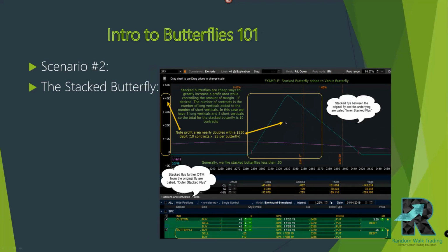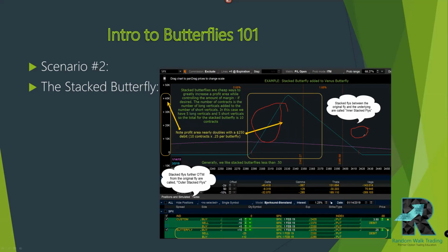So the Venus flies and the stack flies really are cousins. They live next to each other on the same street. When we talk about stack flies, this is what we call an outer stack fly, where we add a second butterfly outside the original one. If we add it before the butterfly, it's what we call an inner stacked fly. And another bias would say the inner stack fly is always going to be more expensive. Well, if you've done enough of these, you're going to find out that's not always the case.